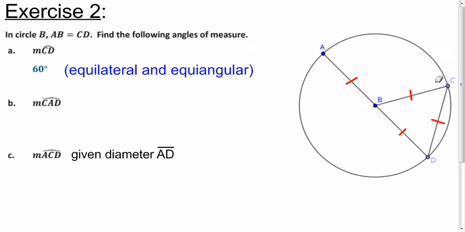Let's see, arc CAD. That's a major arc, and we know we can find its measurement by subtracting the corresponding minor arc. So 360 degrees minus 60 gives us 300. And the measure of arc ACD, well, they tell us that AD is the diameter, so it has to be 180 degrees.